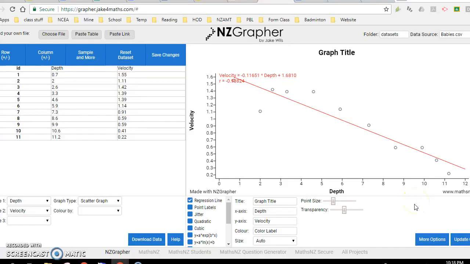Alright, I've just drawn a scatter graph. This is my scatter graph. I should really have a title here, so I'll just put that in. Alright, I just put my title in here. It's always nice to have a title on your graphs. I've got my equation and I've got my R value.